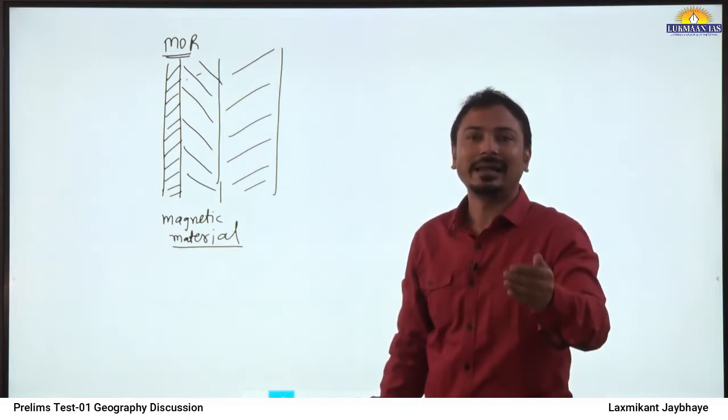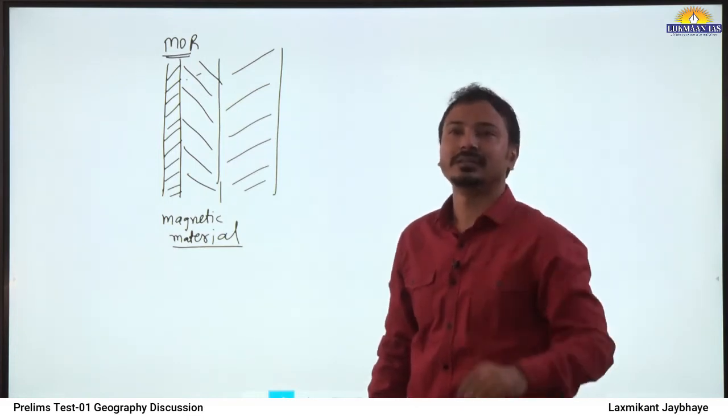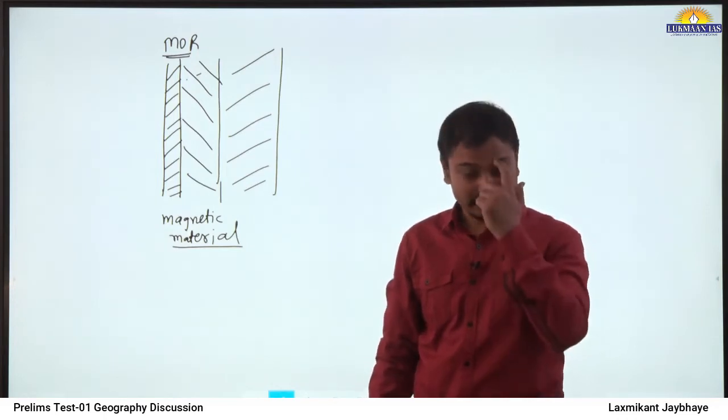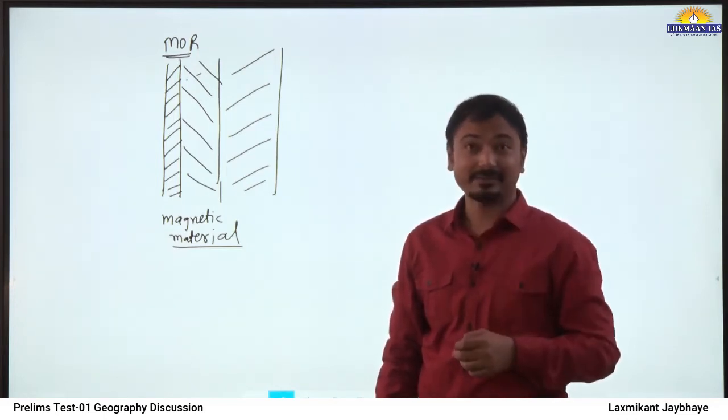Okay, this helped to propose the sea floor spreading. Okay, now you understood this alternate magnetic pattern.